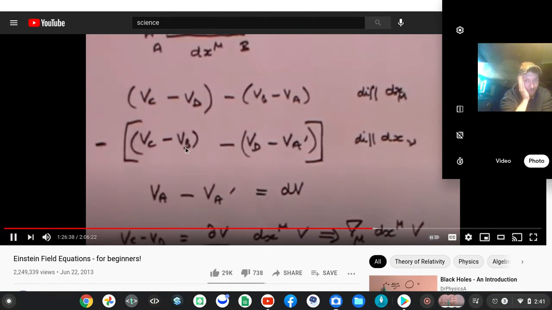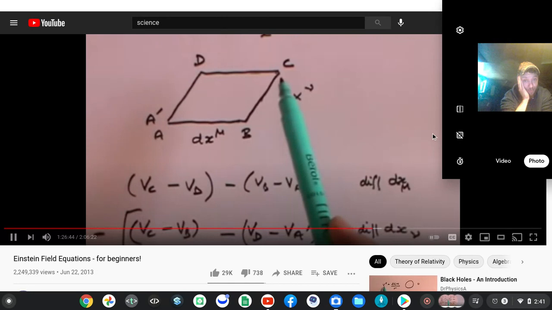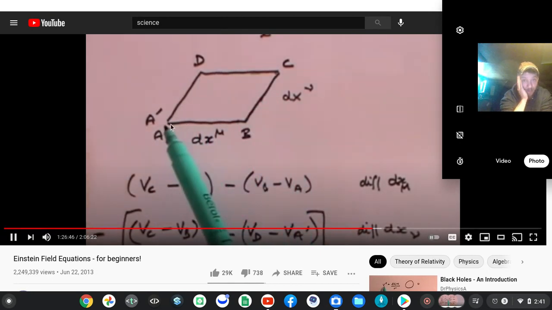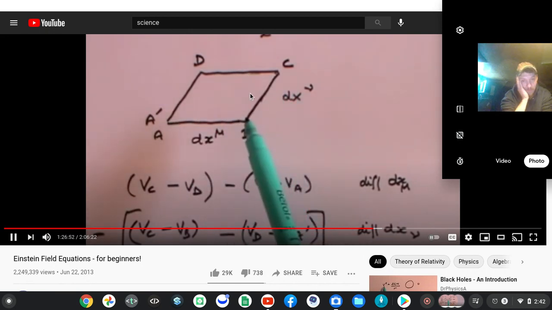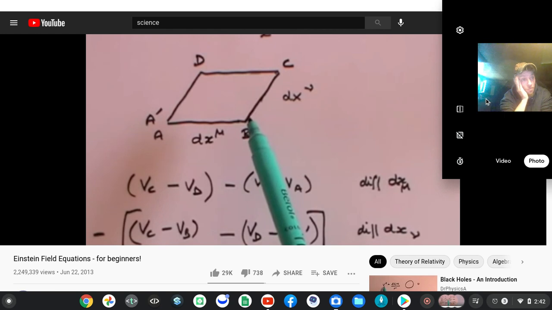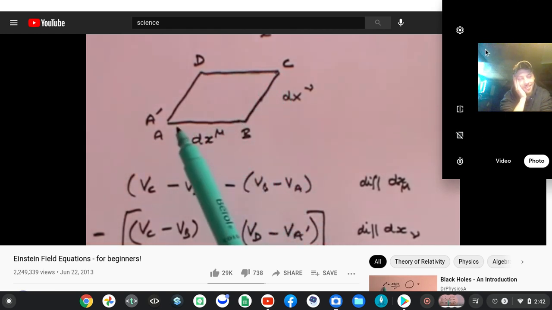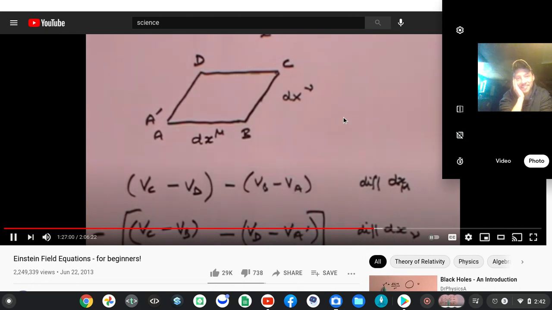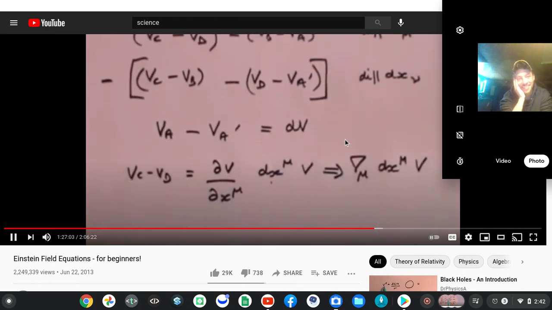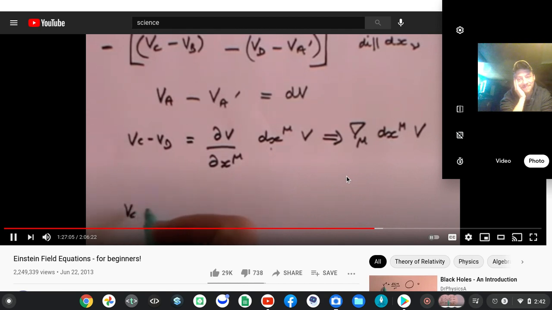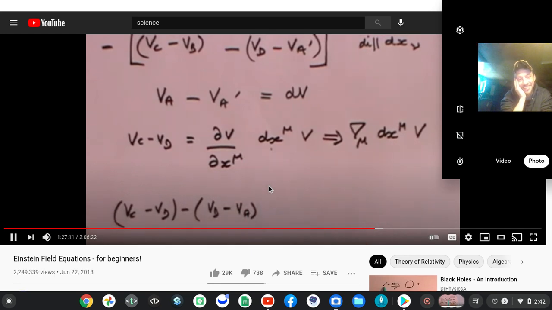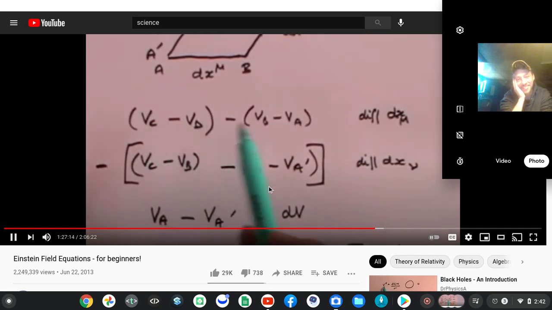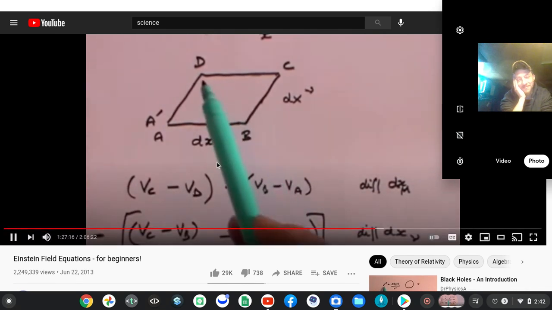Now, what is this term VC minus VD minus VB minus VA? That is the difference on a line which is separated by the distance dx mu. Essentially what you're doing is looking at the difference of vectors with a separation of dx nu, which means you have to apply a new gradient to it. So VC minus VD minus VB minus VA is this term here, which is, as I said, the difference in the vectors in those two lines separated by that distance dx nu.